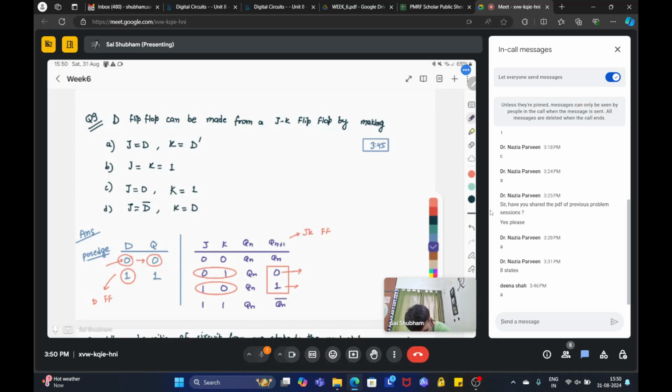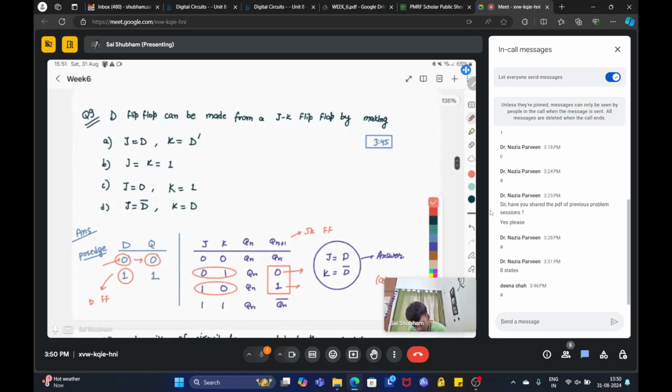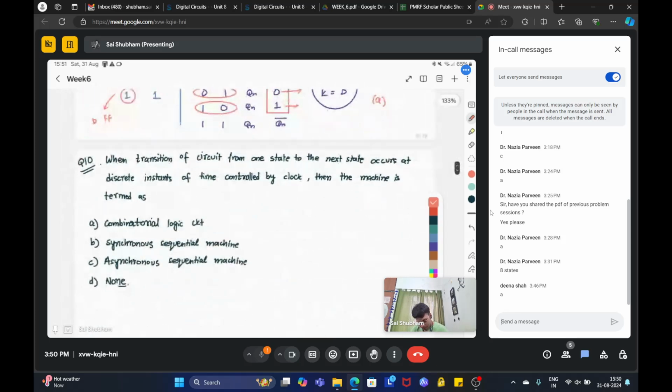So what we can write is that J is equal to D and K will be equal to D bar. So this is the answer. Okay, fine. So the answer is option A. I hope this is clear. Moving on to the next question.